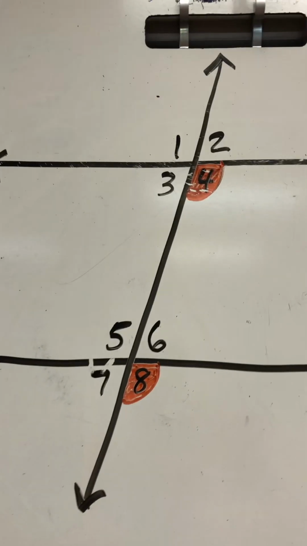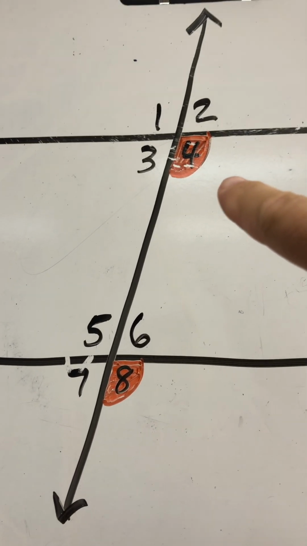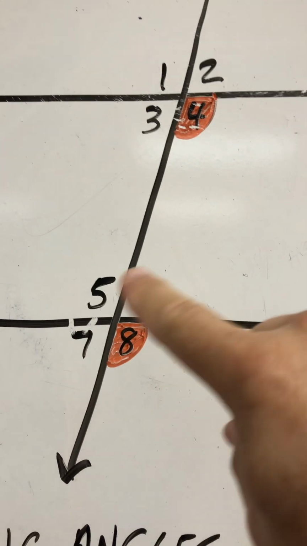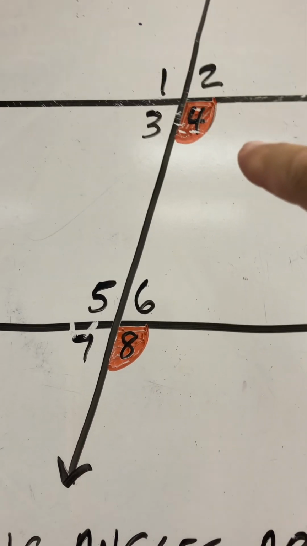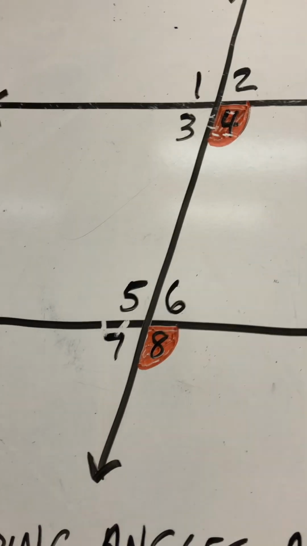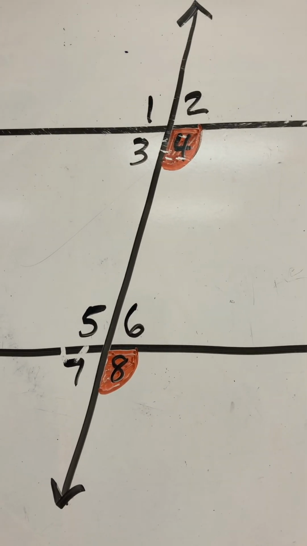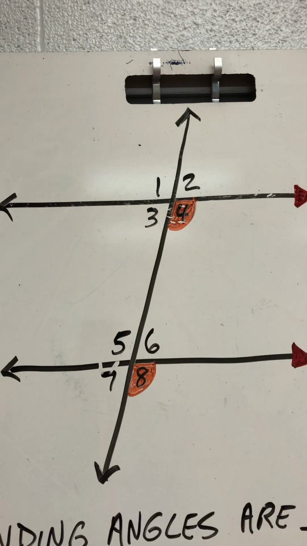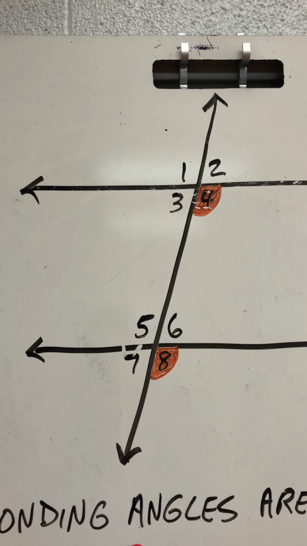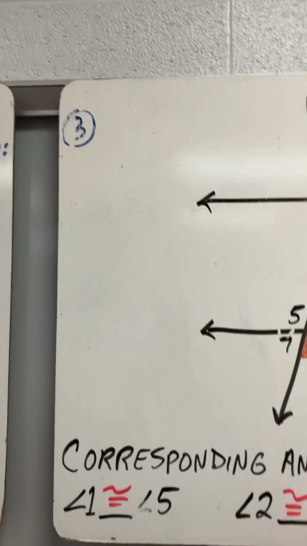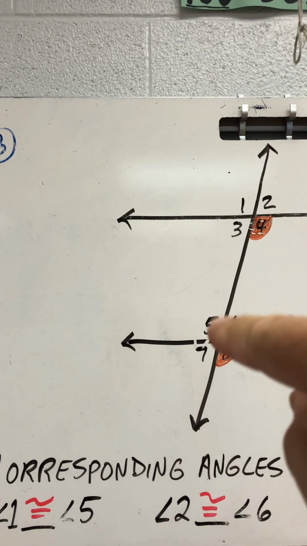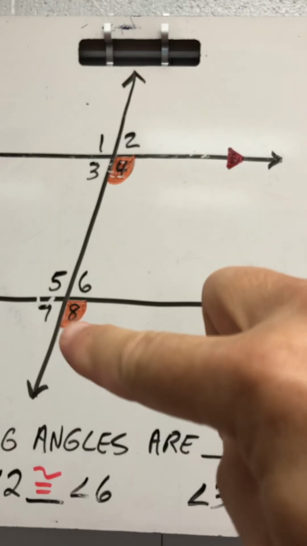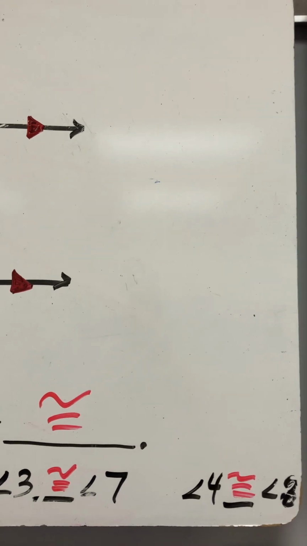Here, angle 4 is the bottom right angle of these four angles. Angle 8 is the bottom right angle of these four angles. Angle 4 corresponds with angle 8. So these are corresponding angles. Corresponding angles are congruent. Not only is angle 4 congruent to angle 8, angle 1 is congruent to angle 5, angle 2 is congruent to angle 6, and angle 3 is congruent to angle 7, as well as angle 4 and angle 8.